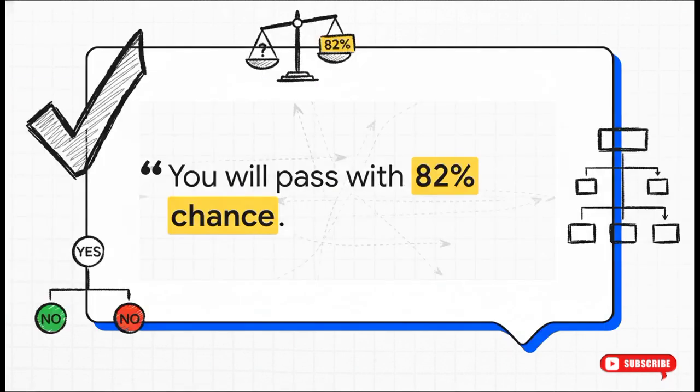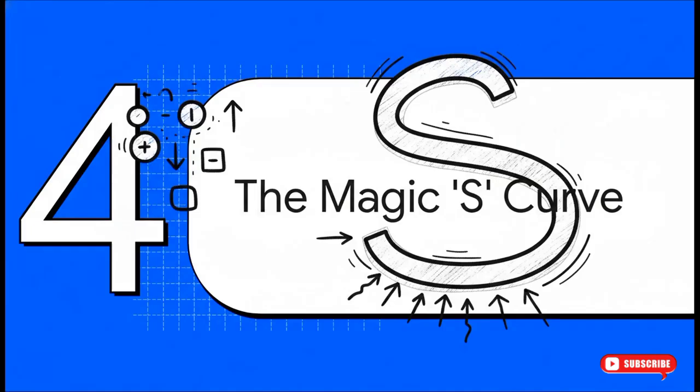And this is so much more useful. Knowing there's an 82% chance of passing tells you how confident the prediction is. It lets you make better decisions, way better than just a blind "you will pass" with no context at all. So the big question is, how does it do that? How does it generate that perfectly behaved probability every time? Well, it has a secret weapon at its core, something I like to call the magic S-curve.